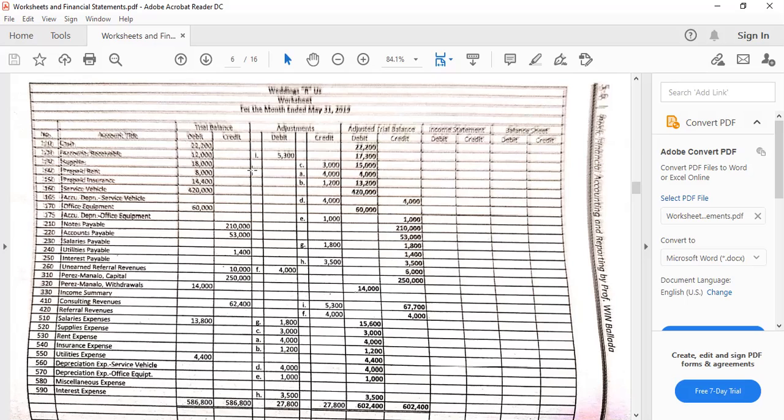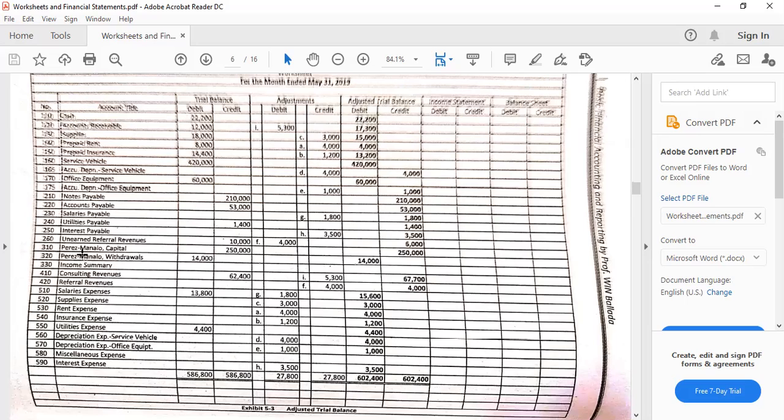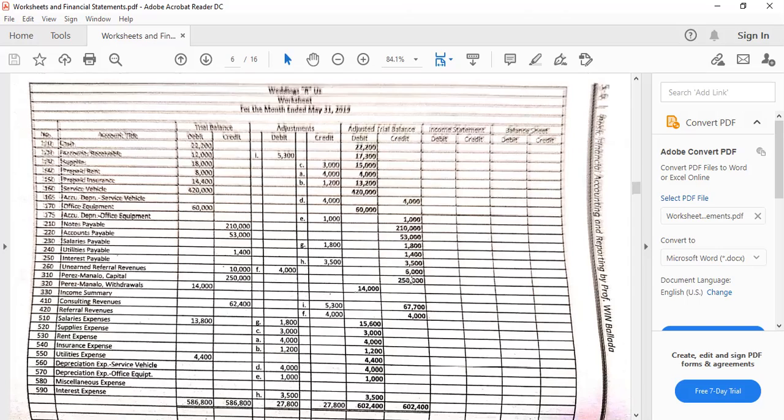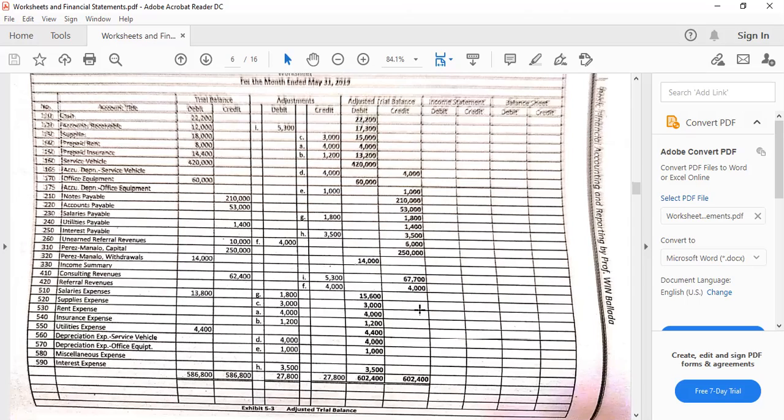Let's look at items with adjustments on the credit side. Here, consulting revenues is 62,400, that's credit. There is a credit adjustment of 5,300, so we simply add the 2 values to get 67,700. Again, if there are no adjustments, we simply carry forward those amounts. And these are now the adjusted balances. We get the totals of the 2 sides.